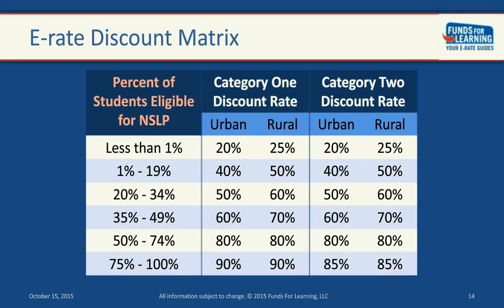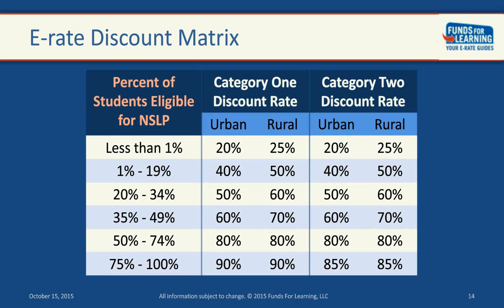And what we have on the screen here is the discount matrix. So on the left-hand side, you take the raw percentage of students in the school district. That's the total number of students enrolled compared to the total number of students that qualify for free lunches. And then you translate that over depending on whether you're in an urban or rural area and buying Category 1 or Category 2 services. You can determine the discount that you'll receive on your purchases.